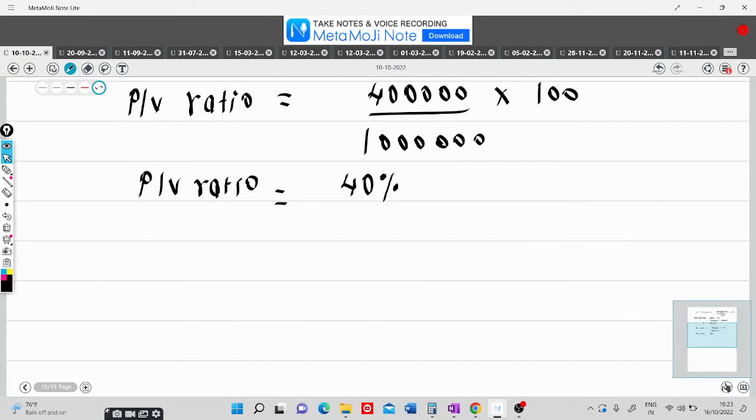Which indicates that with increase in 100 rupees of sale, the profit will increase by 40 rupees, and if the sale is decreased by 100, the profit will decrease by 40 rupees. So the PV ratio indicates the relation between the contribution to sales.